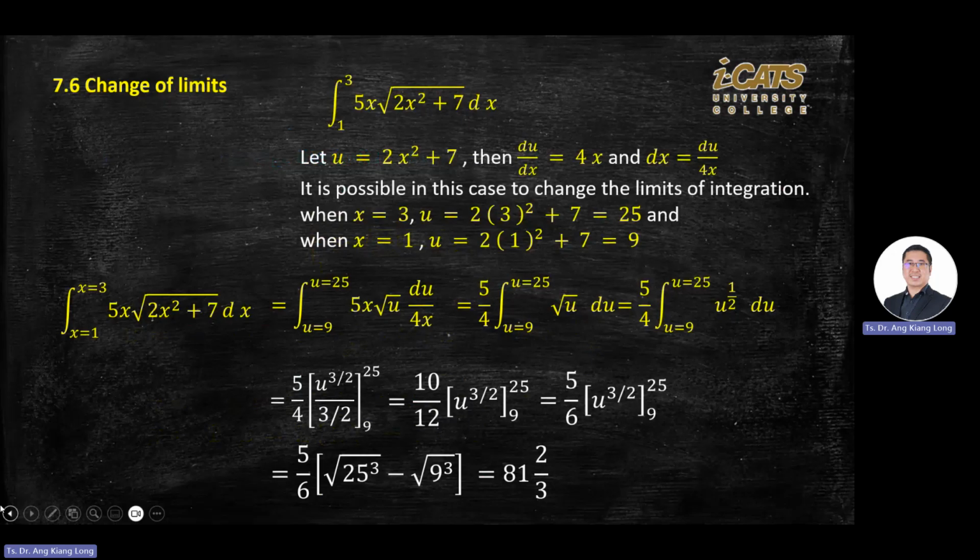This one is your basic mathematics. This one: 5x square root u multiply 1 over 4x multiply the u. Can you see that? Then how to do? This one pulls to the front. If you still cannot see, I write slowly for you. This one you understand, right? You cancel x. You get 5 over 4 square root of u dot du.